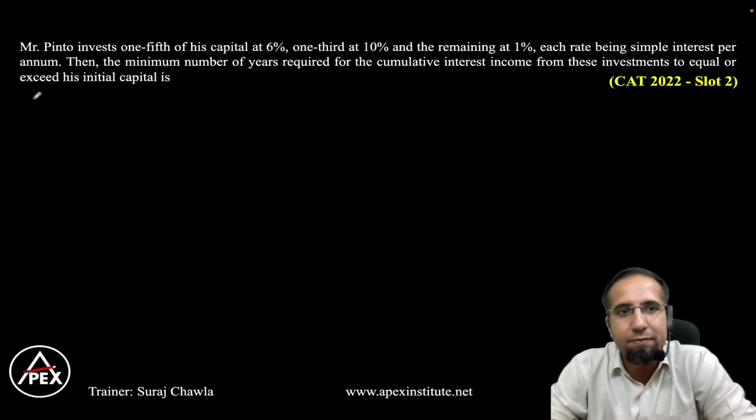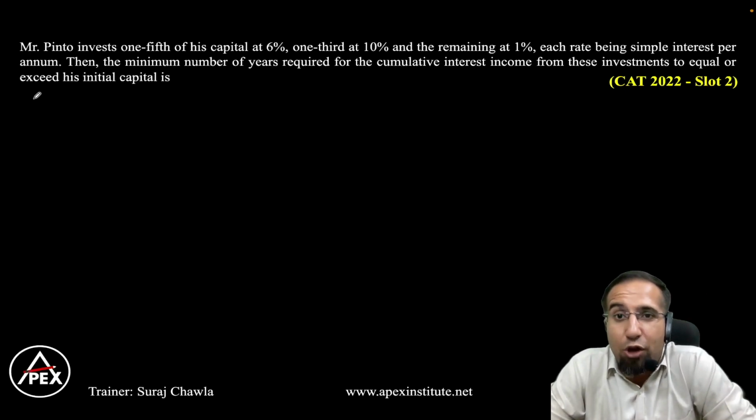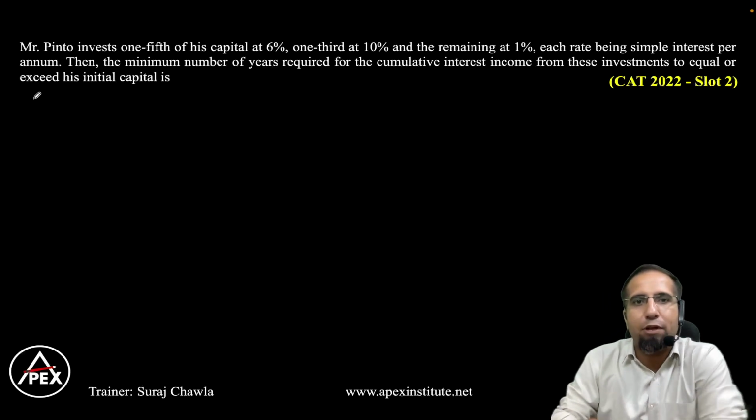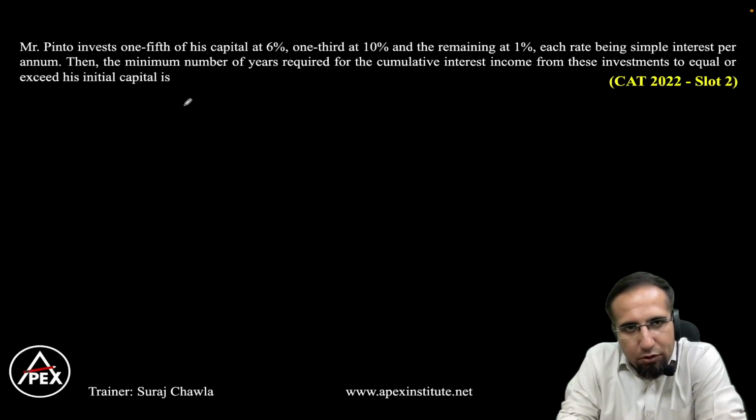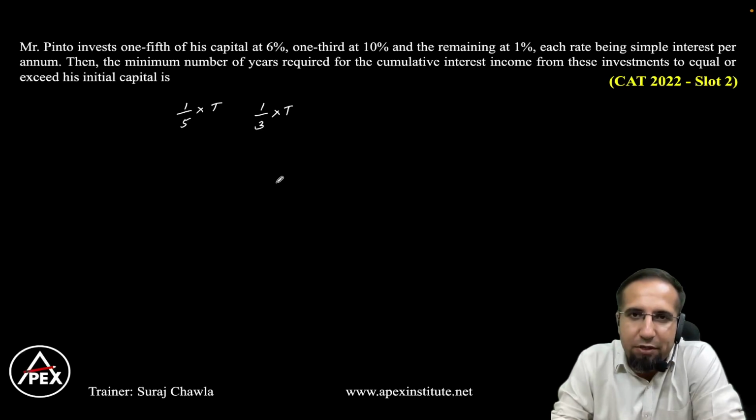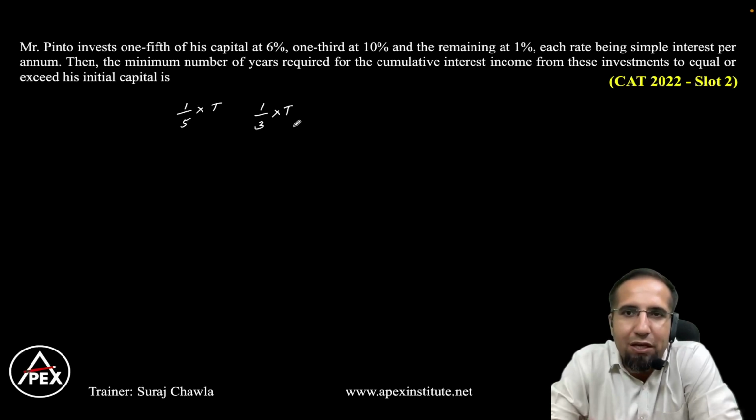Now let's look at this question. Again in CAT 22 slot 2 we had this question. Mr. Pinto invests 1/5 of his capital at 6% per annum. So 1 by 5 is invested of the total capital. Similarly 1/3 at 10% per annum. So again 1/3 of the total capital is invested at 10% per annum. And the remaining is invested at 1%, each being simple interest per annum.